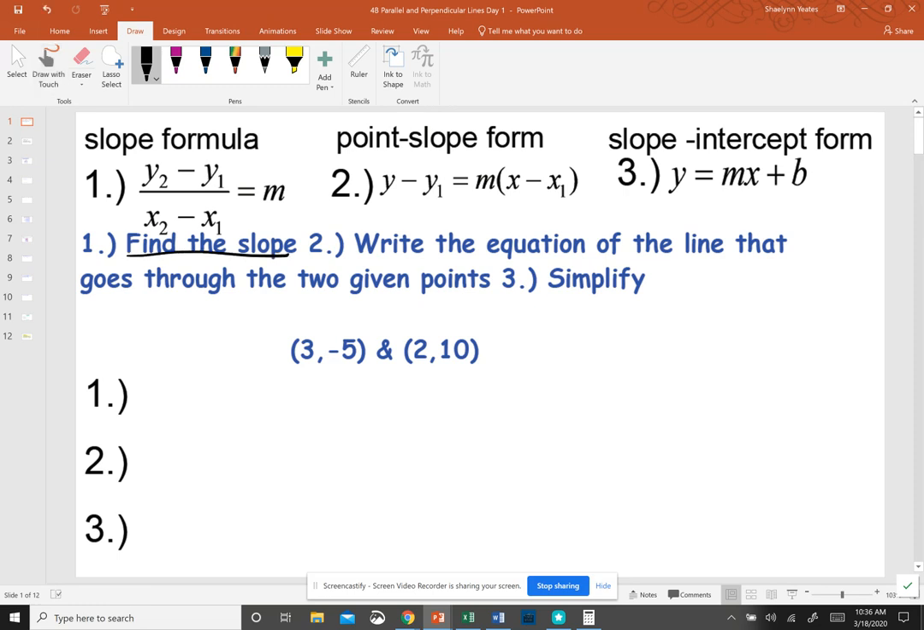You can either use the slope formula, which is above, or you can do what I like to do, which is set up a table. So my table is x and y. I put my points in. This is x, this is y, this is x, this is y.